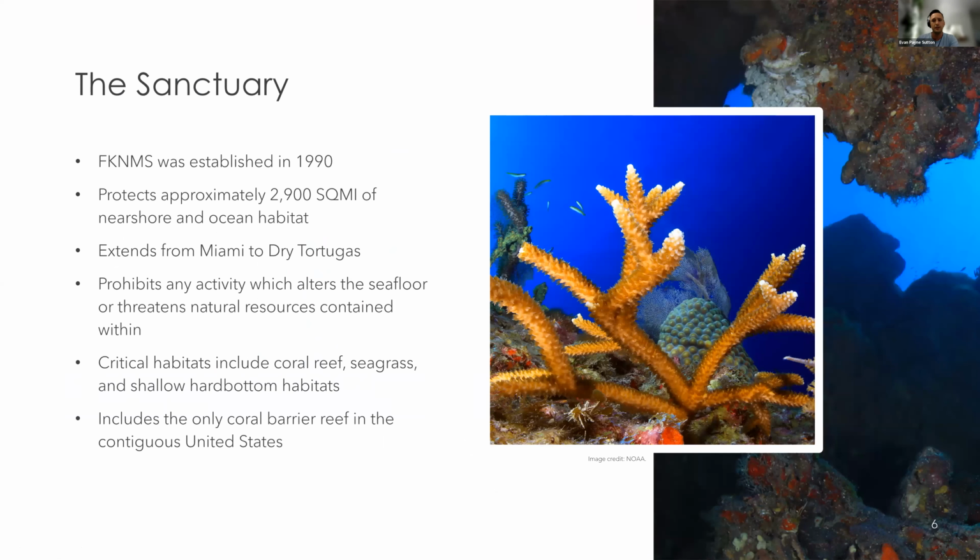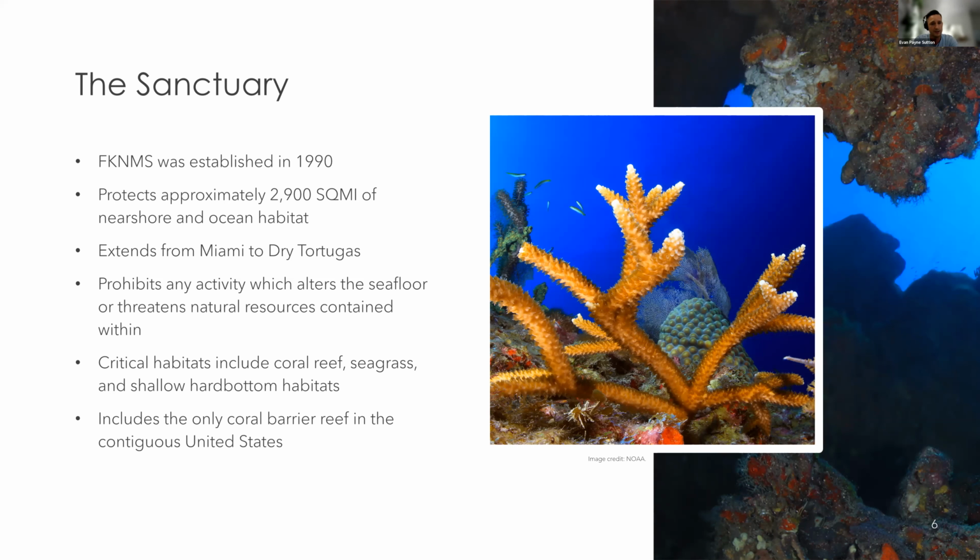The sanctuary itself is the Florida Keys National Marine Sanctuary. It encompasses basically the entirety of the Florida Keys. It was established in 1990. It was built on previous management structures, 4 or 5 different sanctuaries, parks, so on and so forth. It protects approximately 2,900 square miles of nearshore and ocean habitat, stretching from Miami to Dry Tortugas National Park. It also borders the Everglades National Park. The sanctuary prohibits any activity that alters the seafloor or threatens natural resources within.